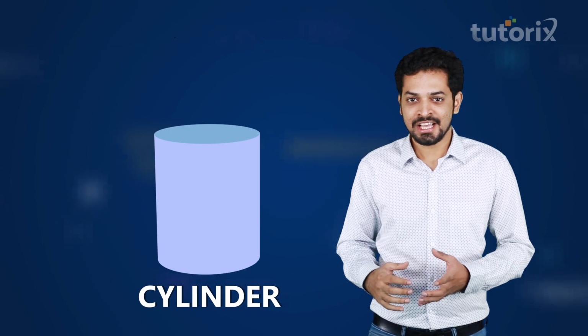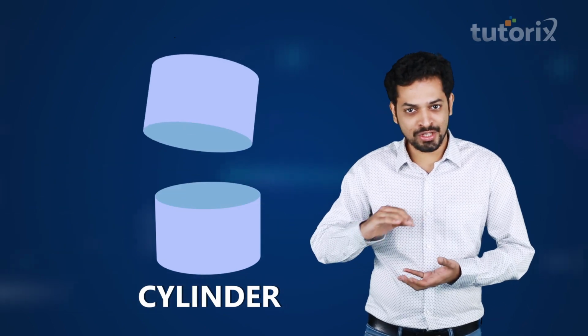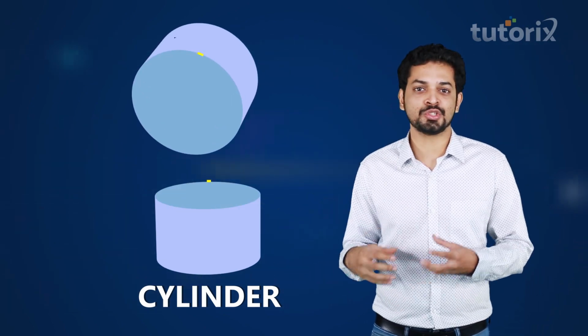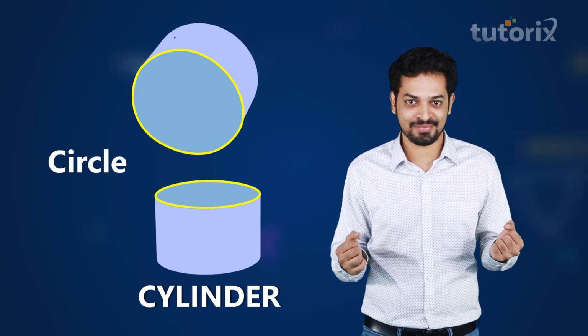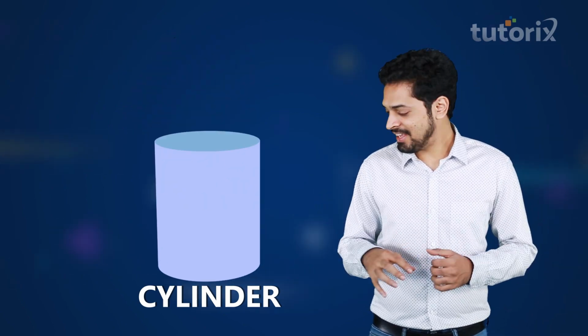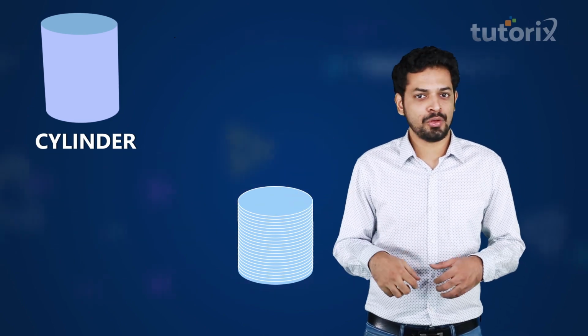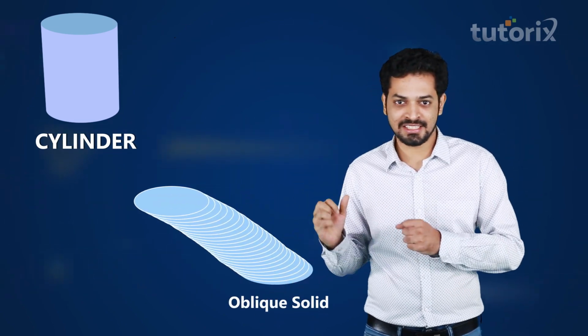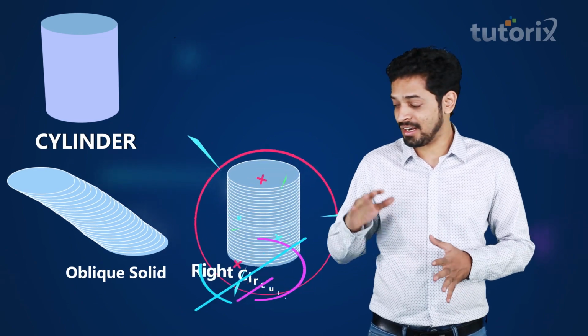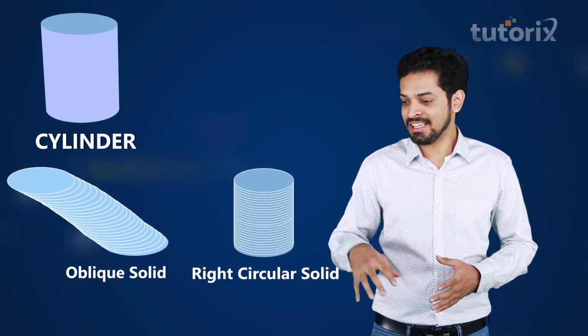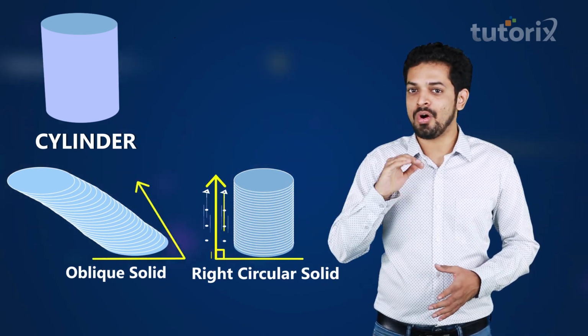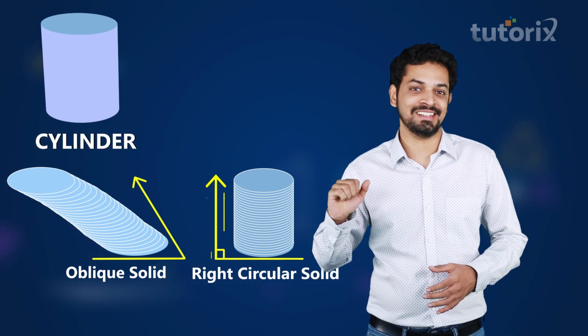Now that means if you cut a cylinder horizontally, then the cross section should always be a circle. Now also note that we have stacked the circular cards in a perpendicular fashion. Now you can also stack them in an oblique fashion, but we will only consider right circular solids where the direction of stacking is always perpendicular to the base of the solid.